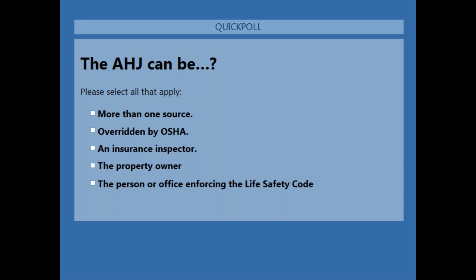The authority having jurisdiction could be more than one source: overridden by OSHA, an insurance inspector, the property owner, or the person or office enforcing the life safety code.